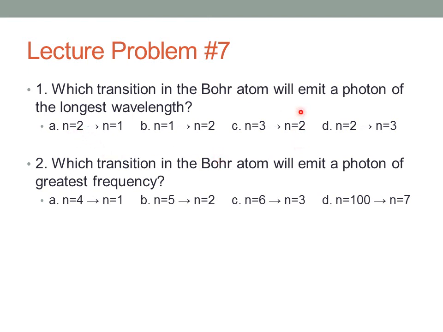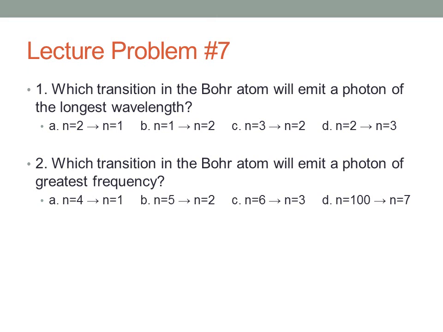We're asked which one will emit a photon of the longest wavelength. Longest wavelength is going to mean lowest amount of energy. The longer the wavelength, the lower the amount of energy. So think about which gap in energy, 2 to 1 or 3 to 2, would have the smallest energy gap. Well, that would be C, 3 to 2, because we know as we get higher up in energy, those energy levels get closer together. That is the key there. So the answer to number 1 is C.